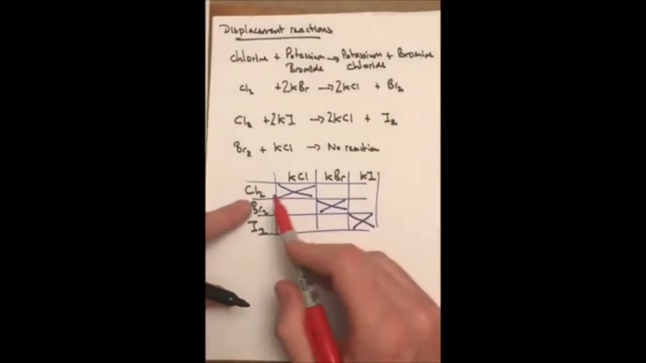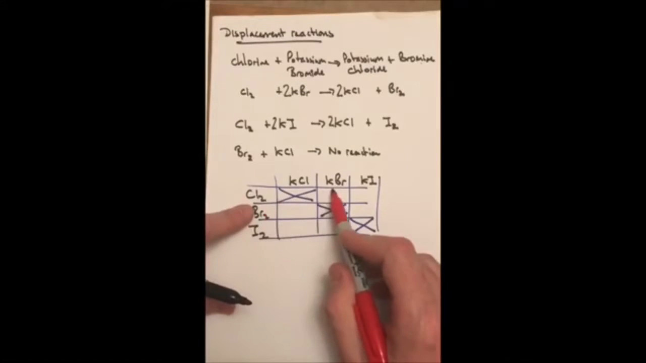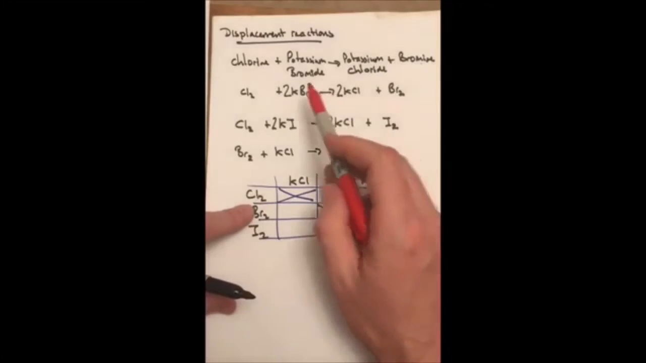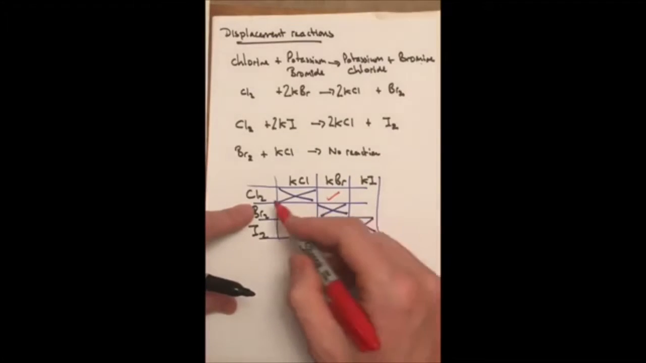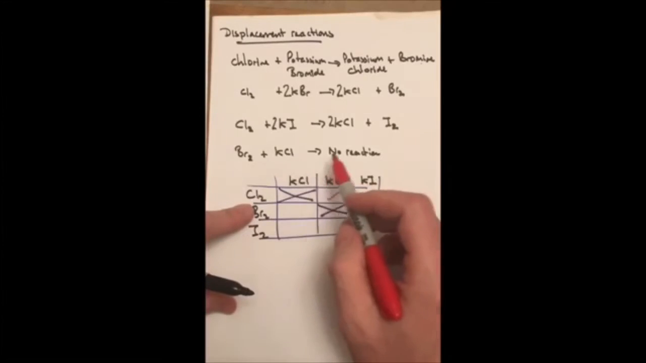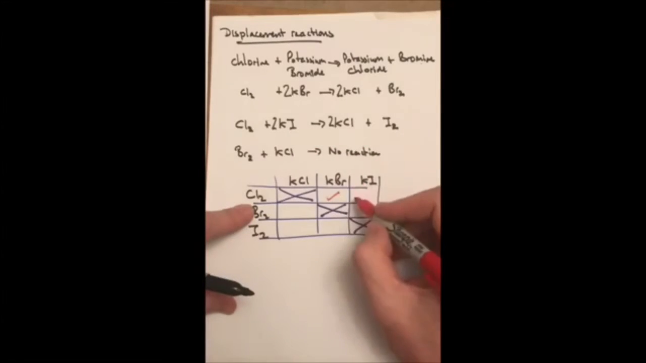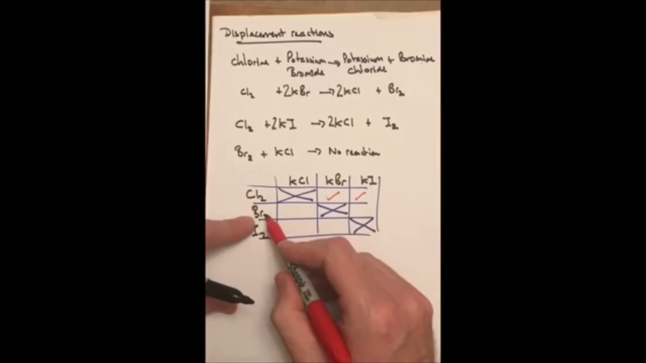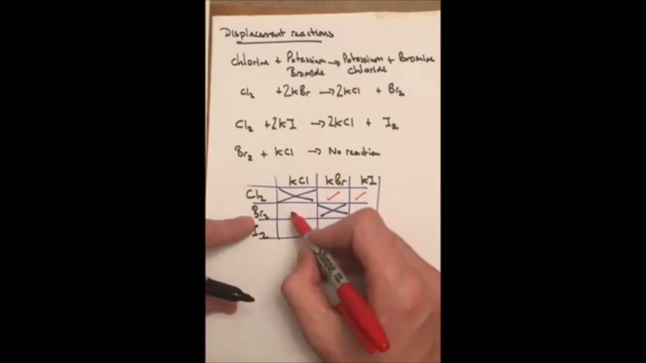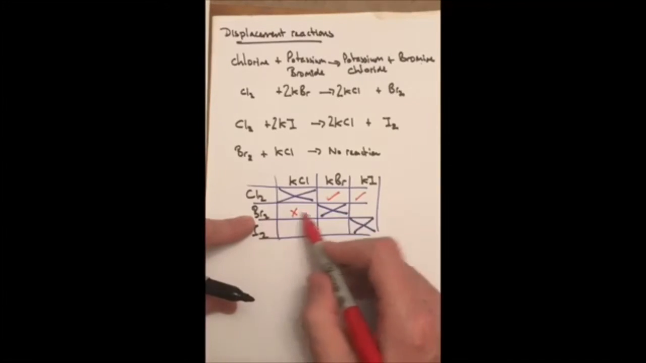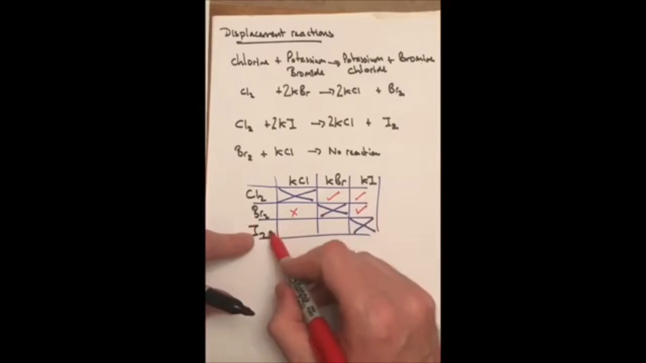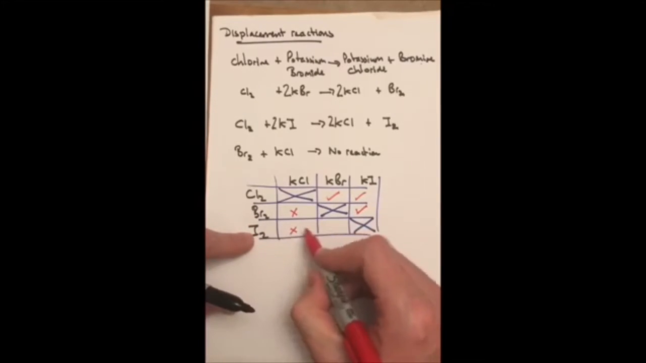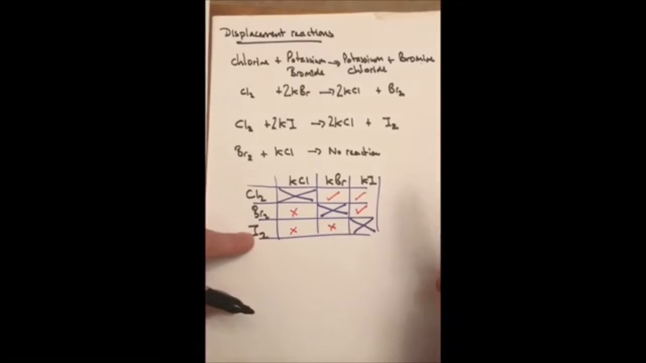And if you remember, if chlorine is added to potassium bromide, we've got that equation here, chlorine with potassium bromide, we know it's going to react. This is more reactive, so we put a tick in that box. This again, we've got the example on here, is going to react, yes. But the bromine, we've just shown here, does not react. And if we were to do the bromine with potassium iodide, we would see a reaction. But the iodine would not react with either of those two.